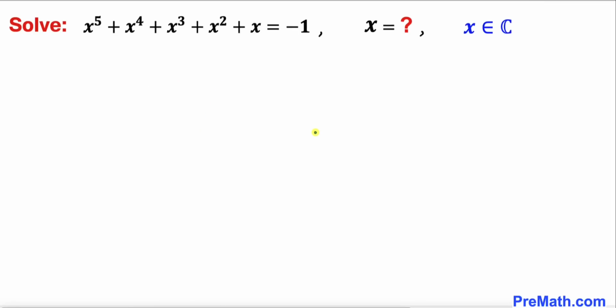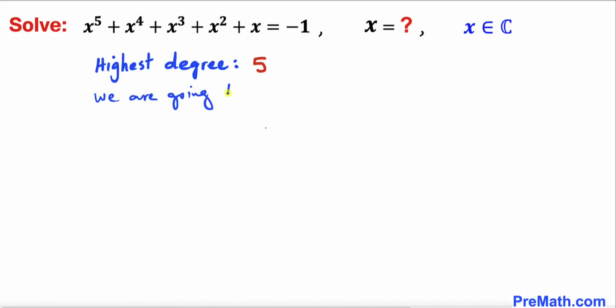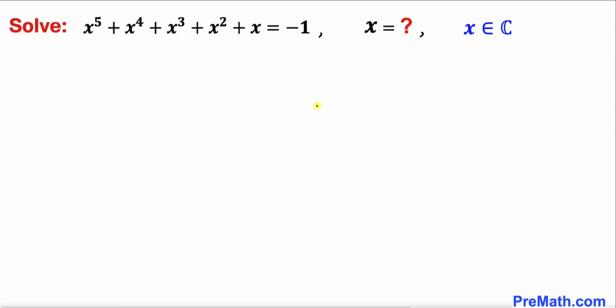Before we proceed any further, let me make it clear: since the highest degree of this given polynomial is 5, we are going to have 5 solutions as well.